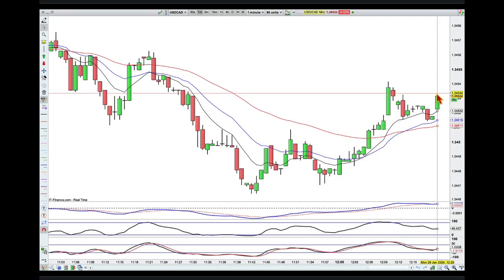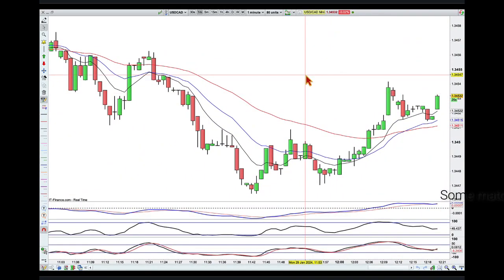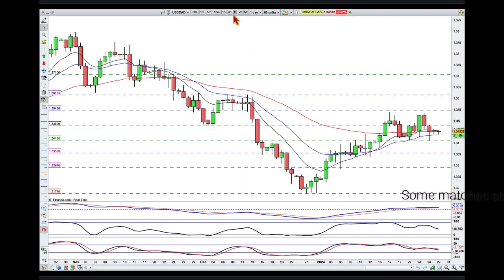Hey traders, it's 20 minutes past 12 p.m. here in Brisbane on Monday, the 29th of January, and I'm looking to pick up a fight with dollar CAD.